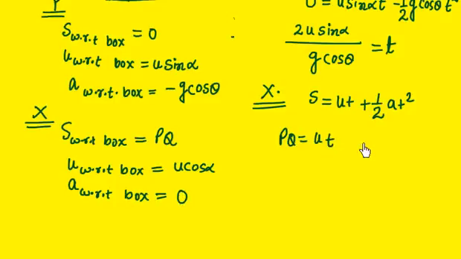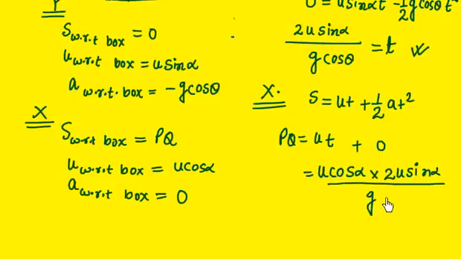So ut plus half at square, the acceleration is 0, and in place of u you have u cos alpha, and t you have already calculated from part 1. So this is the time, 2u sin alpha divided by g cos theta. Are you getting? So this divided by g cos theta.